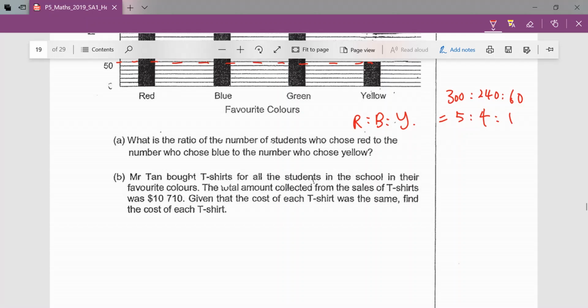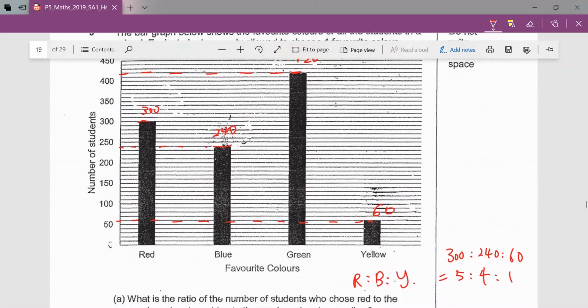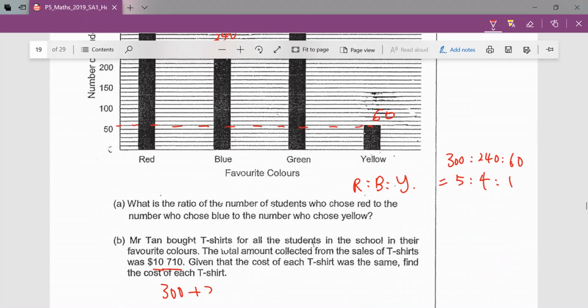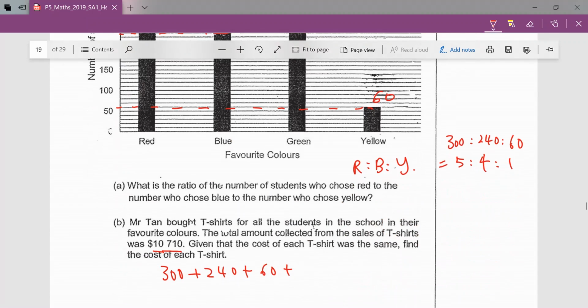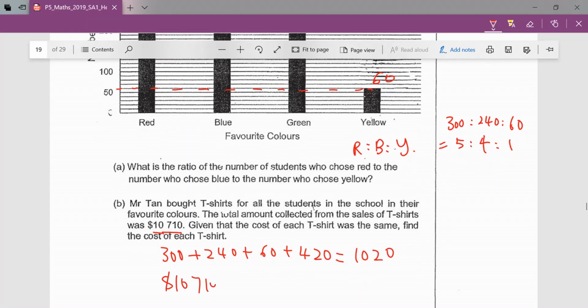Mr. Tan bought t-shirts for all the students in their favorite color. Total amount collected was $10,710. Given that the cost of each shirt was the same, find the cost of each t-shirt. So let's add them all up. 300 plus 240 plus 60 plus green is 420. That would be 1020. 10710 divided by 1020. Alright, this one.